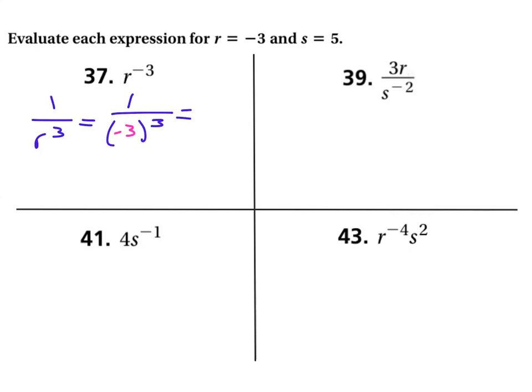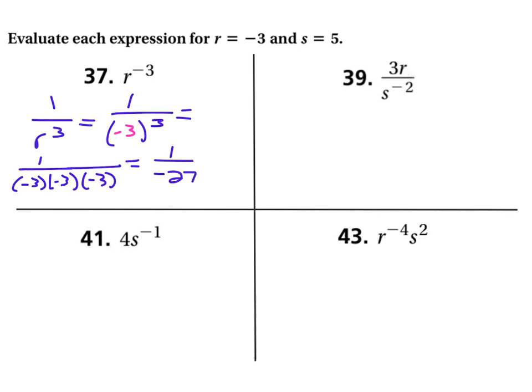So what does that mean for us? It means we are going to do 1 over negative 3 times negative 3 times negative 3. That's what it means to cube something, is to multiply it by itself 3 times. So we've got a 1 on the top. What is negative 3 times negative 3? It is positive 9. And what's positive 9 times negative 3? It's negative 27. So we've got negative 27.